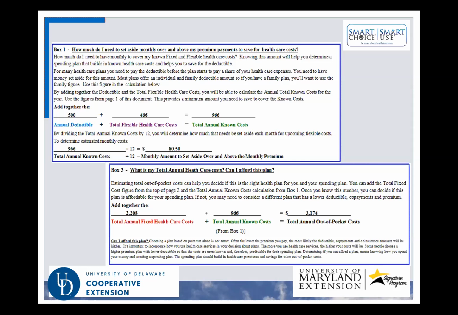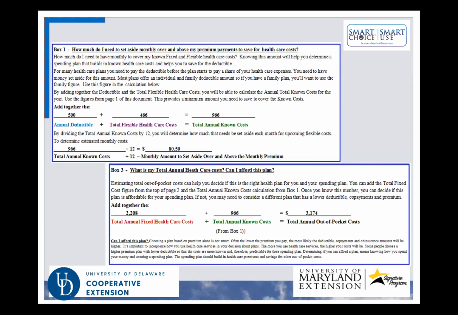In terms of total out-of-pocket costs, we have our total annual fixed costs. This is the premium amount, plus those total annual known costs. So totally, Perry is paying $3,174. So can he afford this plan? Well, obviously that depends a little bit on the rest of his financial situation.